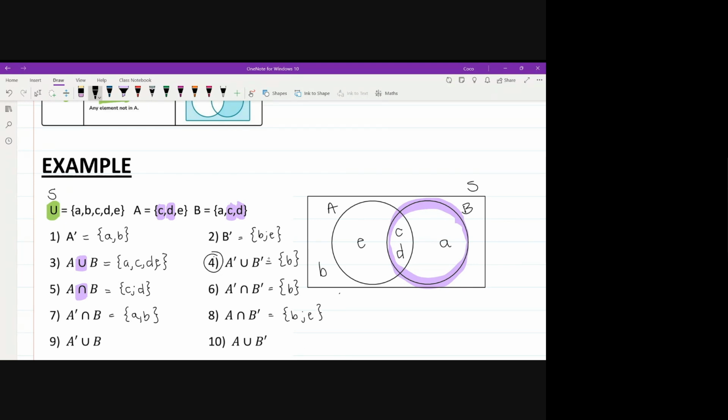Now it says not A or B. So everything that is not in A or anything that is in B. Let's go ahead and see. Everything that is not A, this is A, or B. What does that leave us with?